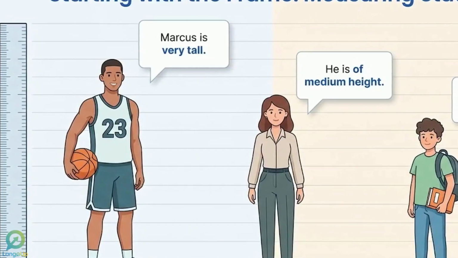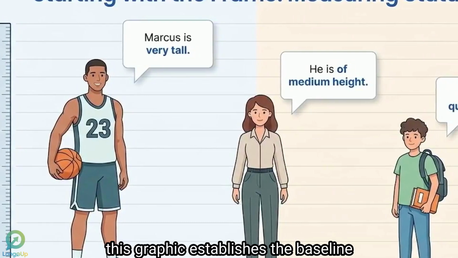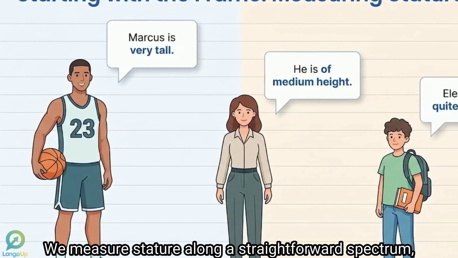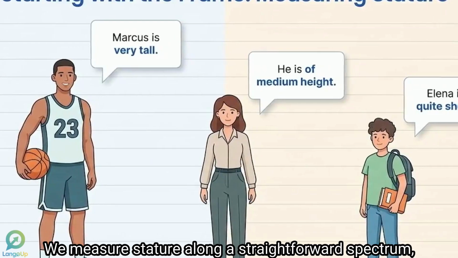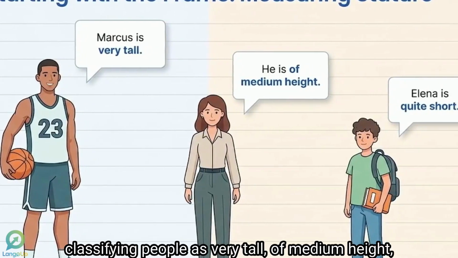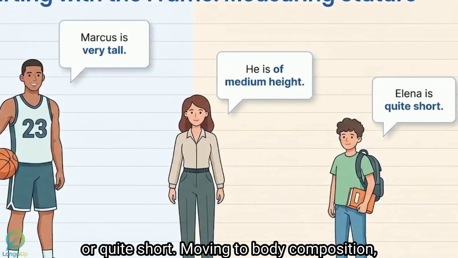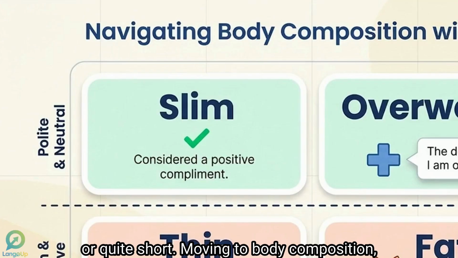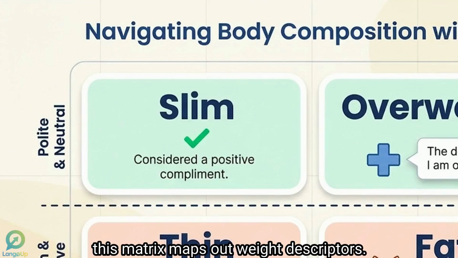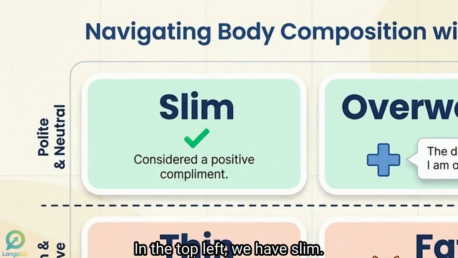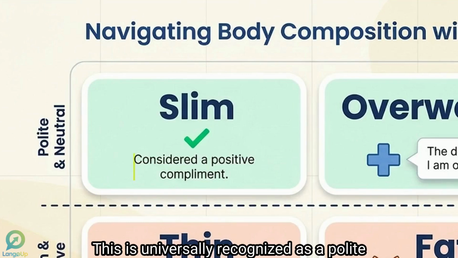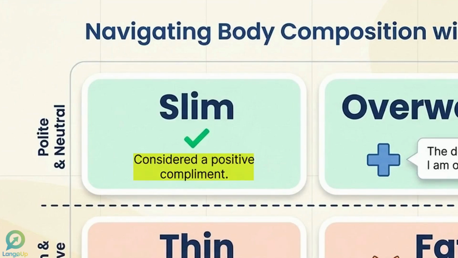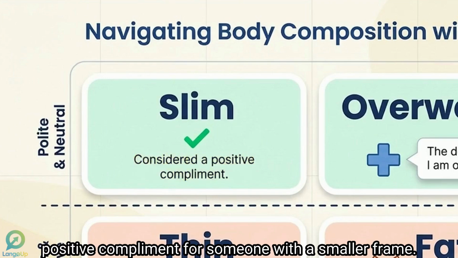Starting with the frame, this graphic establishes the baseline categories for human height. We measure stature along a straightforward spectrum, classifying people as very tall, of medium height, or quite short. Moving to body composition, this matrix maps out weight descriptors. In the top left, we have slim. This is universally recognized as a polite, positive compliment for someone with a smaller frame.